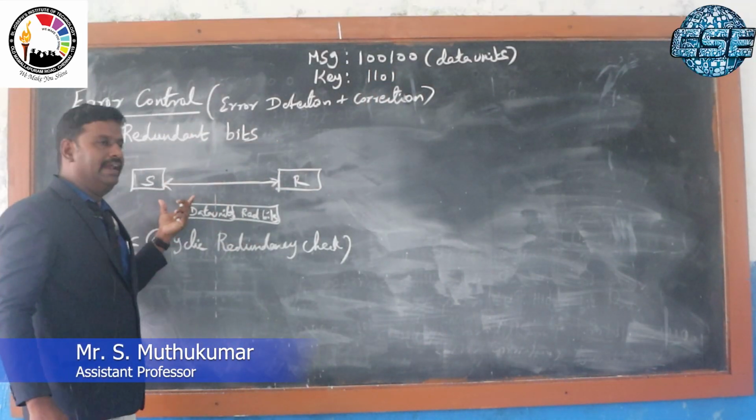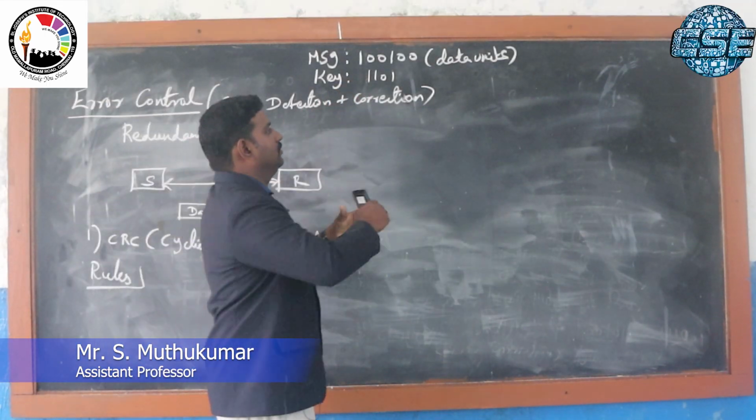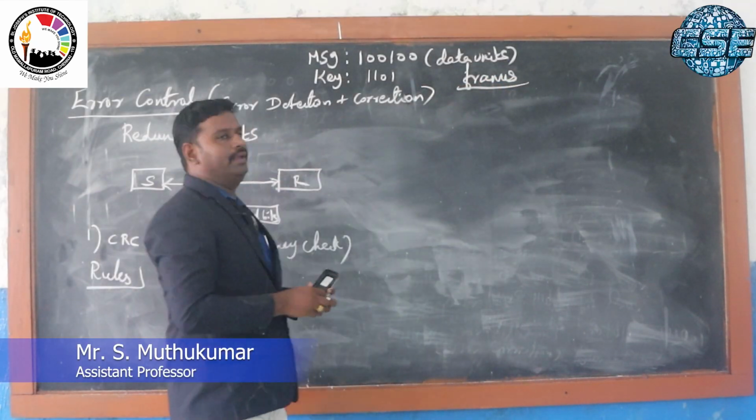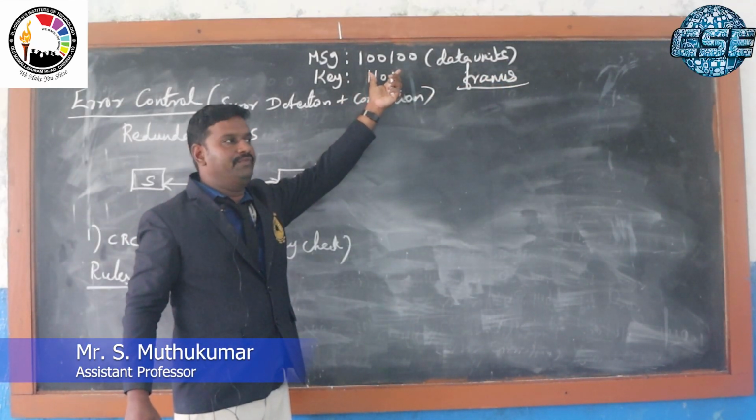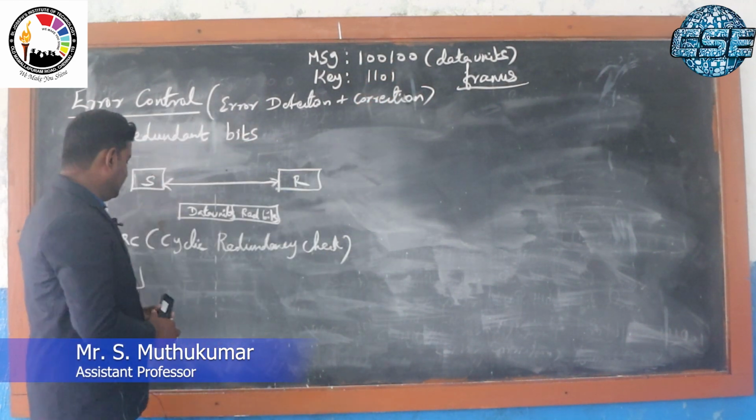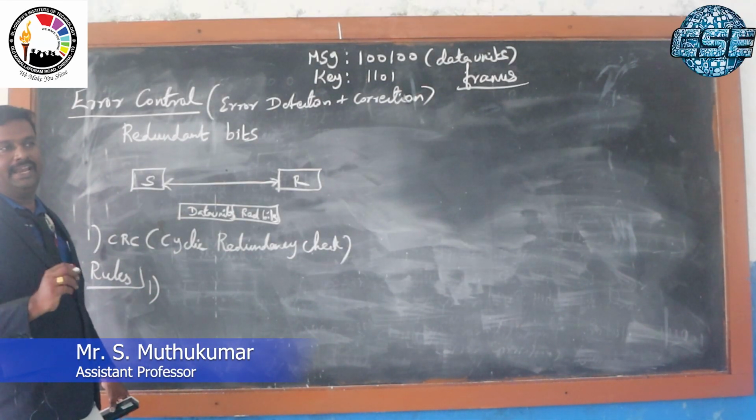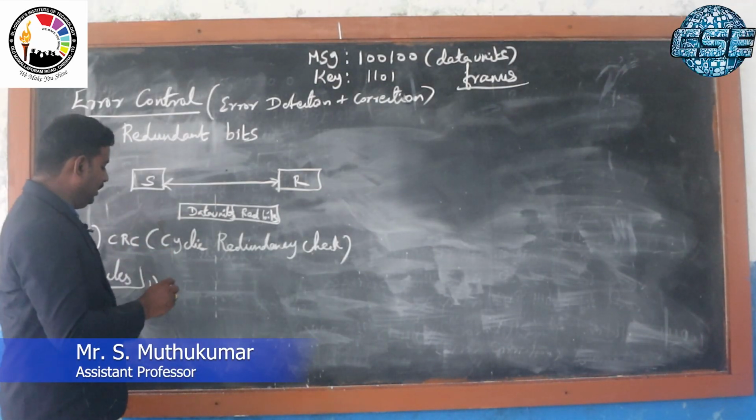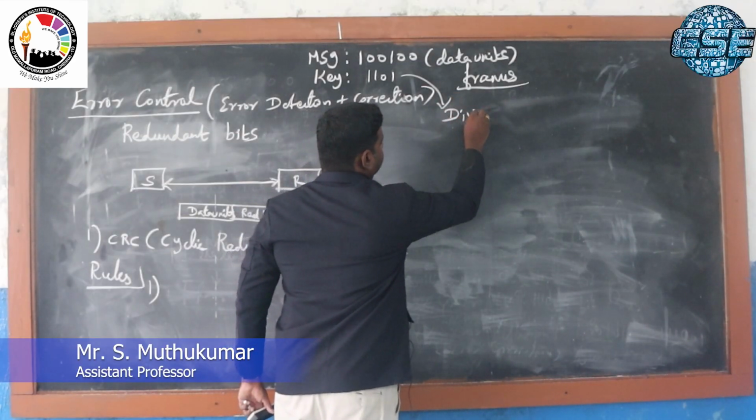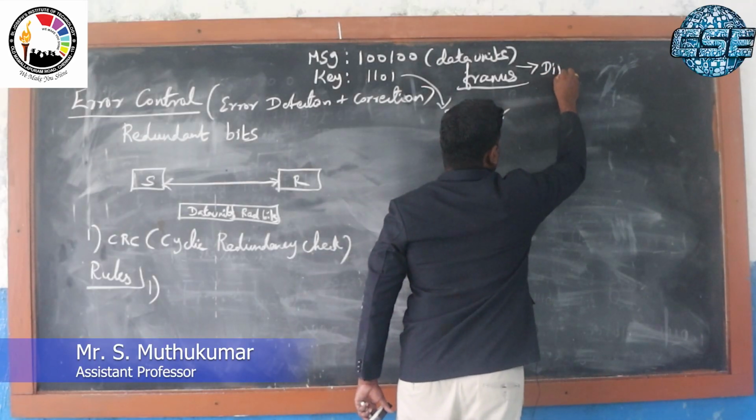We know that in the data link layer we call the data units frames. We already discussed that in the previous session. So we are going to add some units with these frames by applying some key value. In CRC, first we are going to find the number of bits in a given key. Here the key is called the divisor.